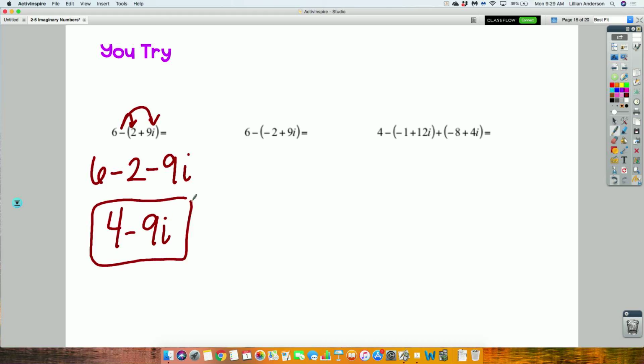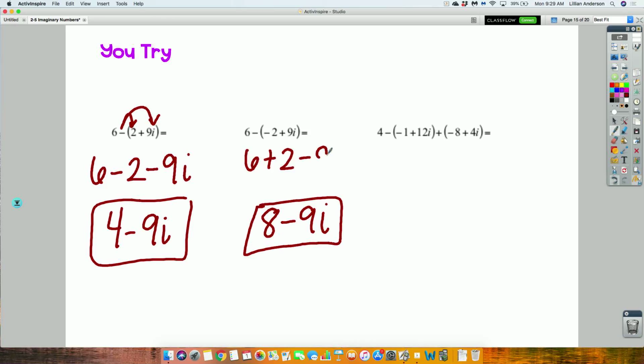What did you guys get for an answer for the second one? 8 plus 9i. Okay, I heard both a plus and a minus 9i. Is it plus 9i or is it minus 9i? It is minus 9i. When you distribute that negative over, it becomes 6 plus 2 minus 9i.